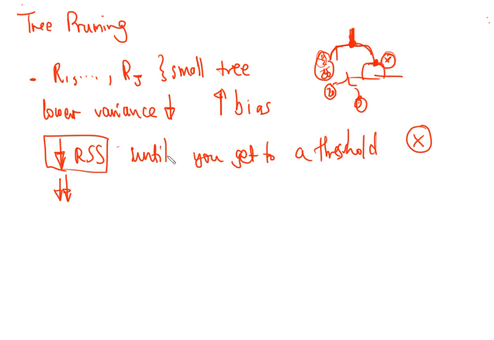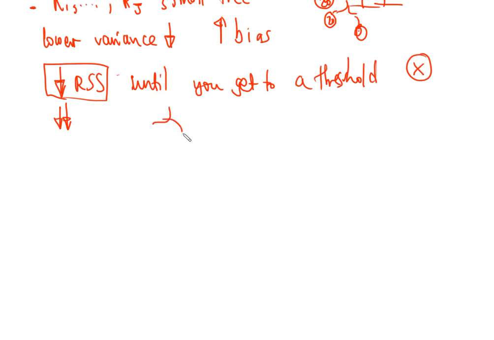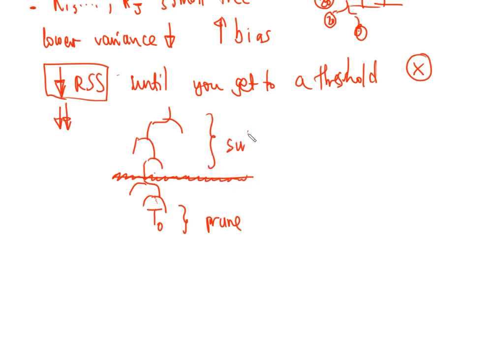A better approach is to grow a very large tree. We grow a very large tree, and we call that the T-naught, or the initial tree, the father tree, the mother of all trees that we have grown, and then we prune it. We use a process called pruning in order to create a subtree from that father of all trees. We cut it off here, and then we have a subtree. That's what we can do.